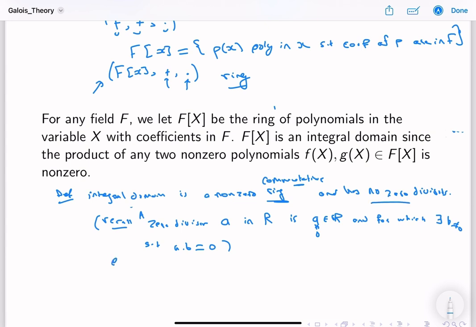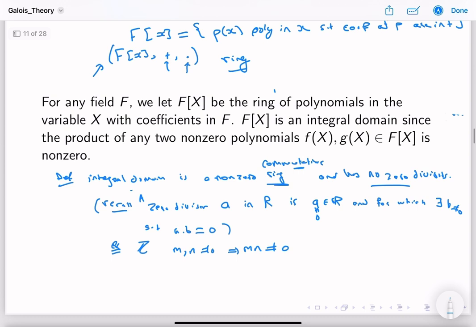As an example, I remind you that the ring of integers is actually an integral domain, because you can't multiply two non-zero integers and get zero. So if m and n are not 0, then if you multiply these, you don't get 0. This is clear, I guess.